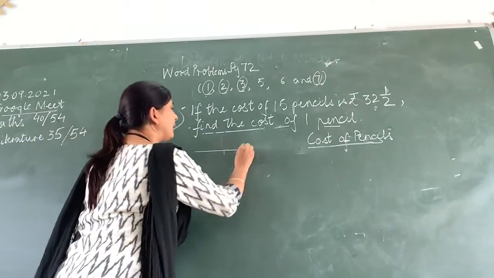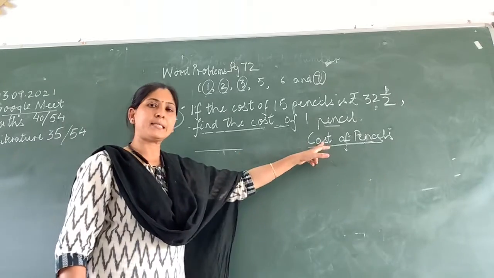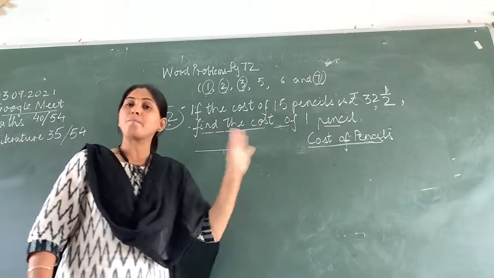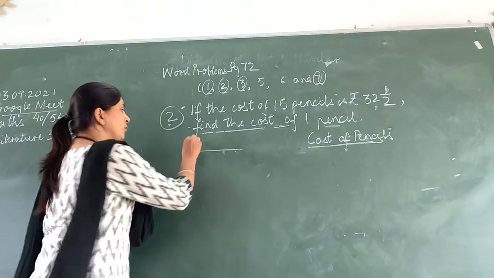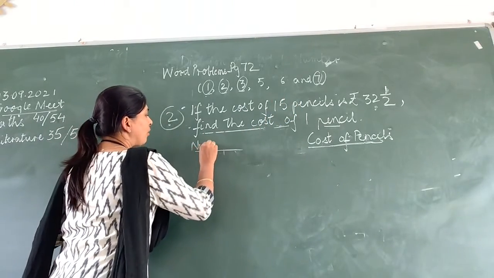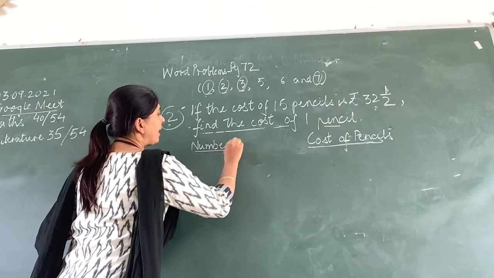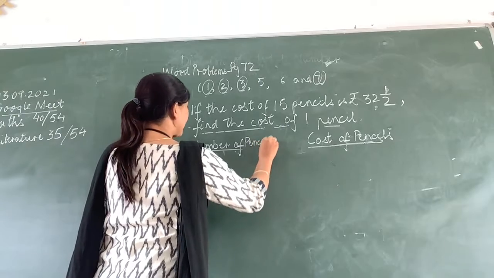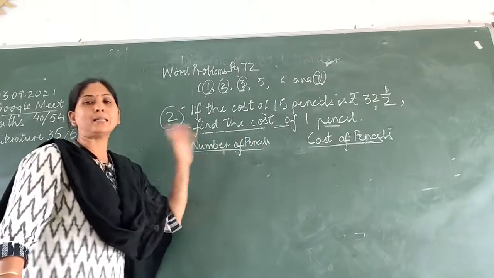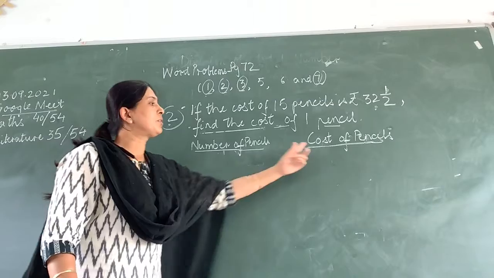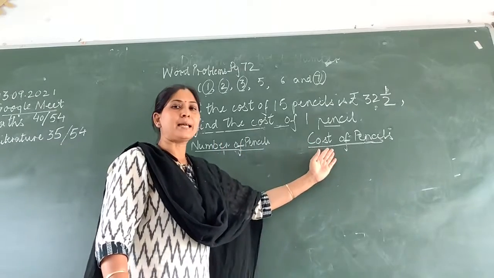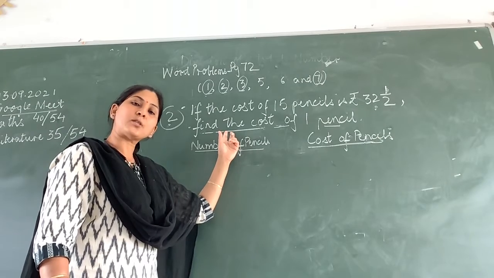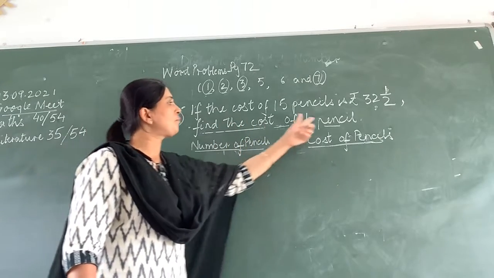Now, one other thing is given. The cost of pencils is given, and see, 15 pencils. So the number of pencils is given. This heading will come on the left hand side. So in this problem sum, you know two things: the cost of pencils and the number of pencils. We have written the two headings. On the right hand side comes the heading which has to be found out. Find the cost of one pencil.